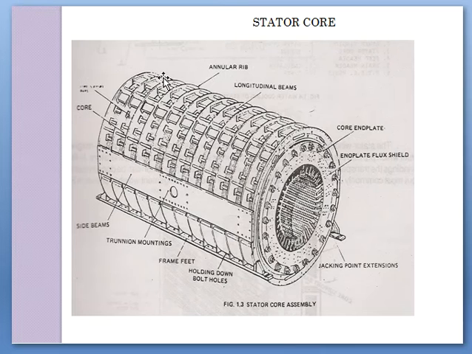This is the three-dimensional view of a stator. We can see here, these are the annular ribs, then these are the slots for holding the stator windings. This is the end plate which holds all the windings together. This is the core end plate. Then this is the side view of the stator core assembly.